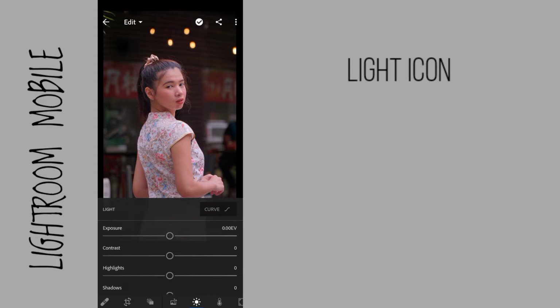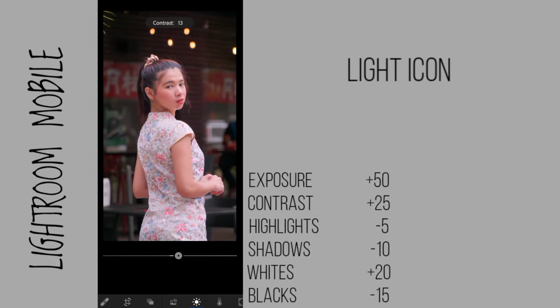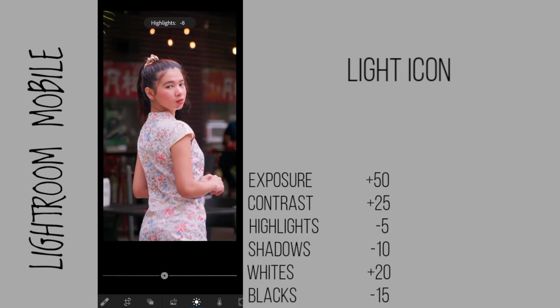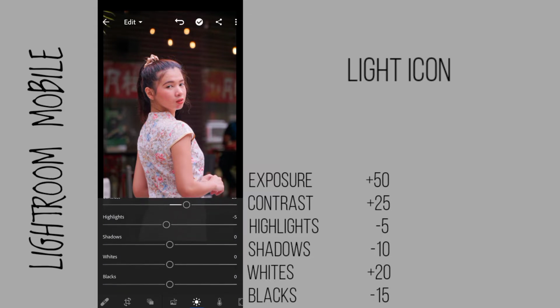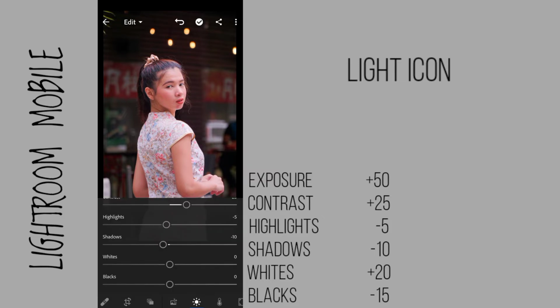Now go to the light icon. Exposure to +50 to brighten the image. Contrast to +25 to give more detail and increase clarity on this image. Highlights to -5 to reduce the brighter highlights a little bit on this photo. Shadows to -10 to darken the shadow areas.